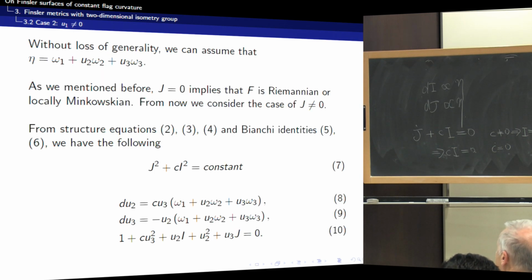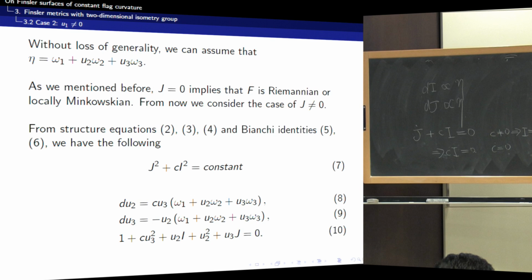So in the general case, we can assume u1 is not equal to 0. Without loss of generality, we can assume that eta equals omega 1 plus u2 omega 2 plus u3 omega 3. We can assume u1 equals 1. As we mentioned before, if J equals 0 it implies that F is Riemannian or F is locally Minkowski. So from now on, we consider the case J is not equal to 0.